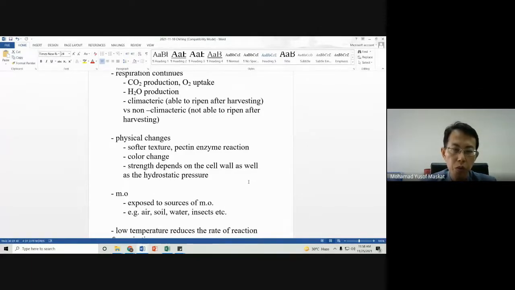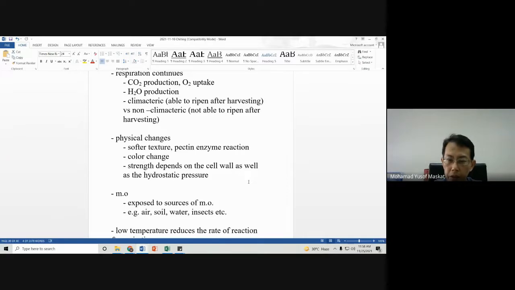Okay, they do not have bones. So how do the plants stay upright, or have a certain physical strength? That is due to the cell walls, and also the hydrostatic pressure. Remember, during your SPM, the comparison between animal cells and plant cells.